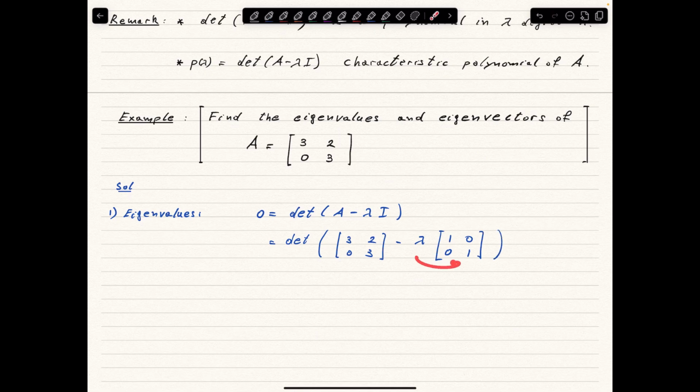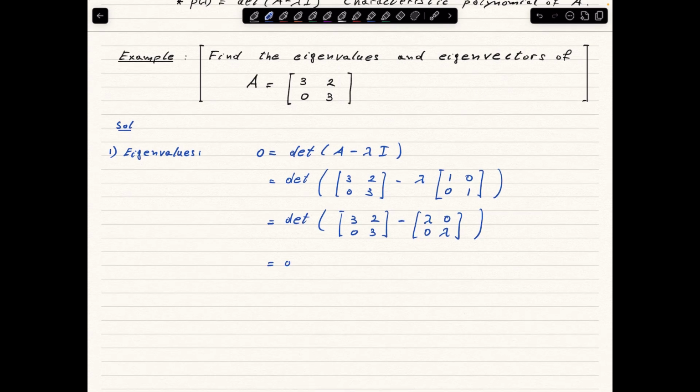So now we can do this multiplication and put lambda here. Let's do it, and we are going to get the determinant. We still have matrix A here, we haven't touched it, 3, 2, 0, 3, and now we have minus lambda 0, 0, lambda. Now we have a difference of two matrices, so we do the difference, and we need to compute the determinant of this matrix, which is 3 minus lambda, 2, 0, 3 minus lambda.